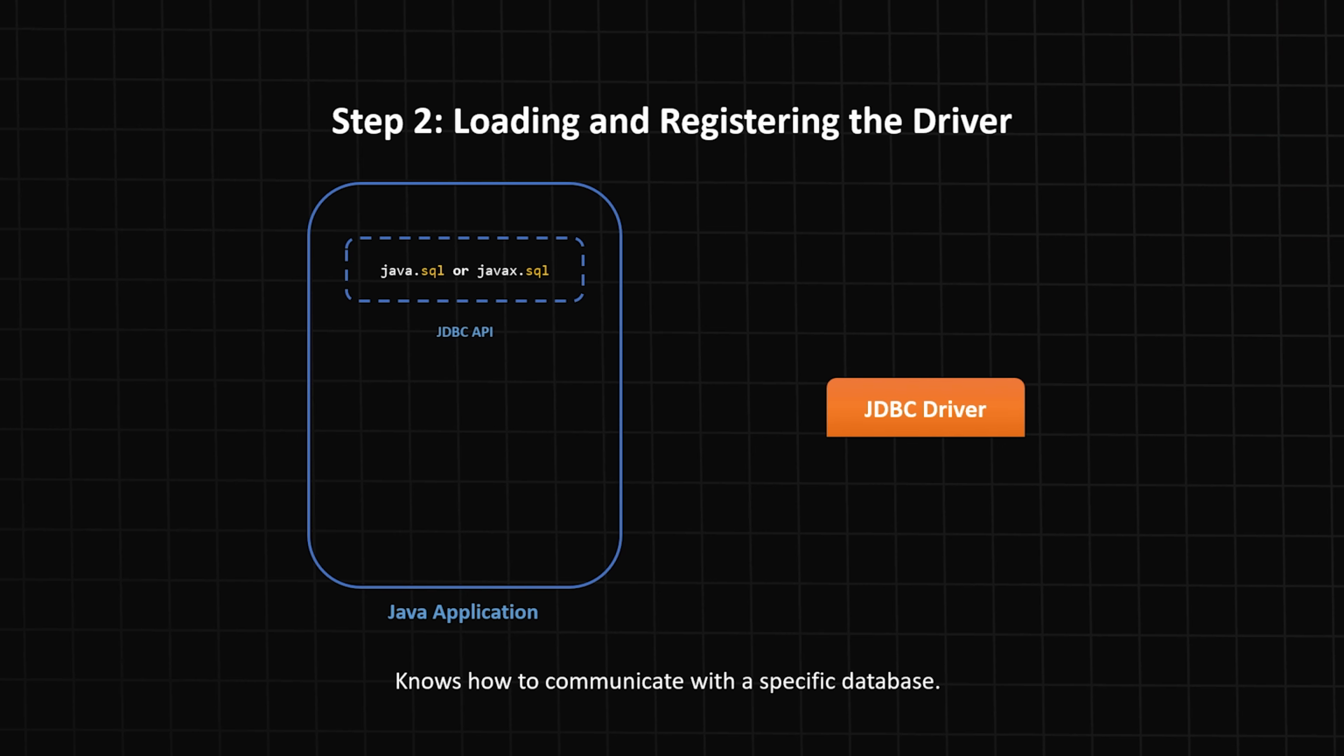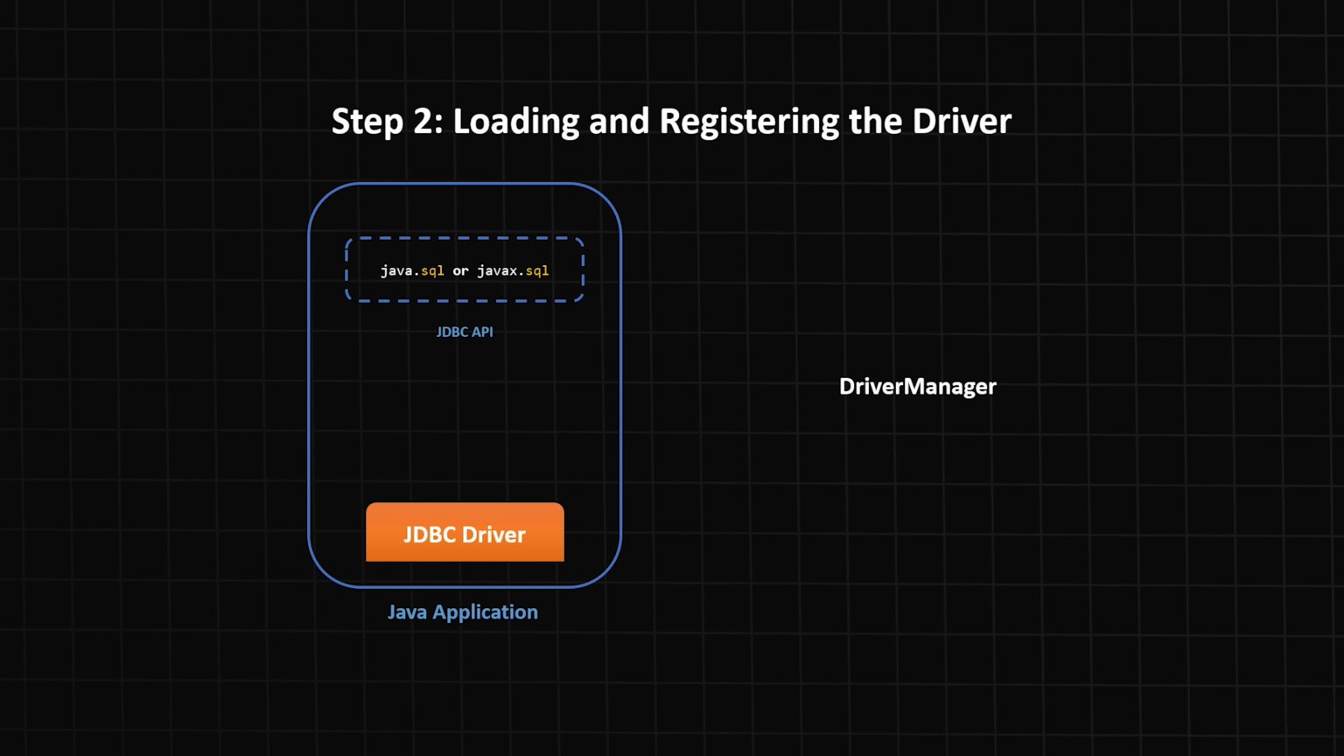Now, when the driver is loaded, it automatically registers itself with something called the driver manager. So, the responsibility of the driver manager is to keep track of all available drivers and choose the correct one when a connection is requested. Because in our application, we can have multiple JDBC drivers of different database vendors. So, it's the role of the driver manager to choose the specific driver according to the URL that we are going to pass when we create any connection. So if the driver is not loaded, Java will not be able to find the database and the connection will fail. So till now we have loaded and registered the driver.